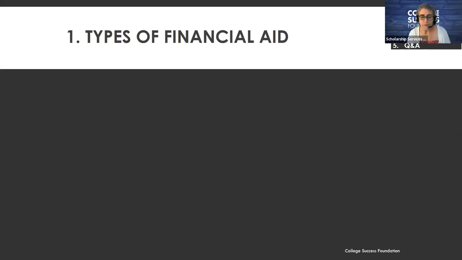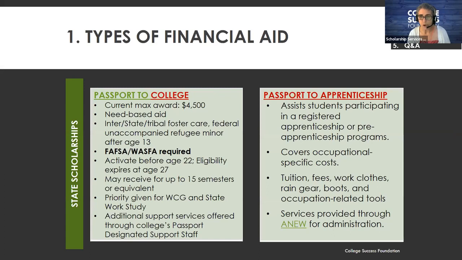Quickly cover the passport to career, passport to college and passport to apprenticeship. This is a program, again, for students that have been part of the foster care system or are unaccompanied minors, you can see a little bit of the description on the screen. Students have to complete their FAFSA or their WASFA. It's need-based. It has to be activated before students reach the age of 22, and it expires once they reach the age of 27. Priority is given to students that are receiving the Washington College Grant or state work study.